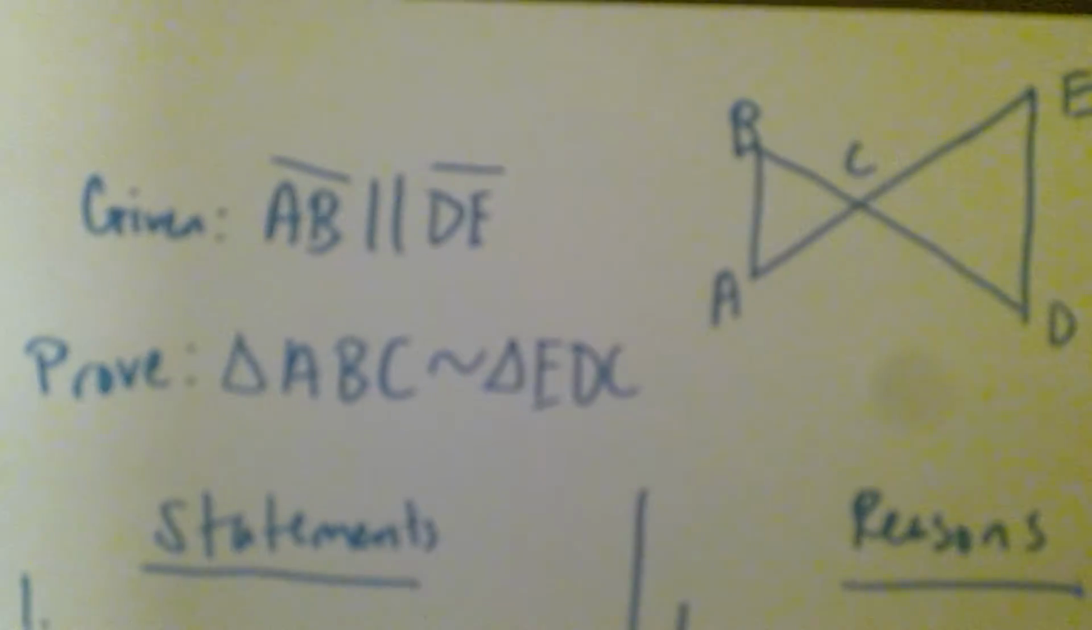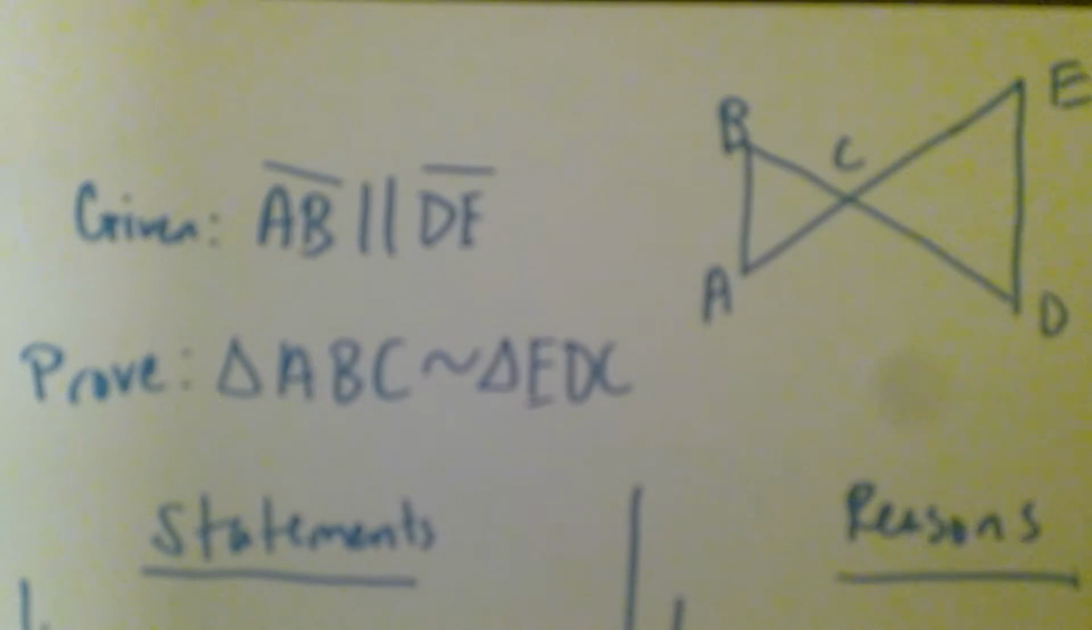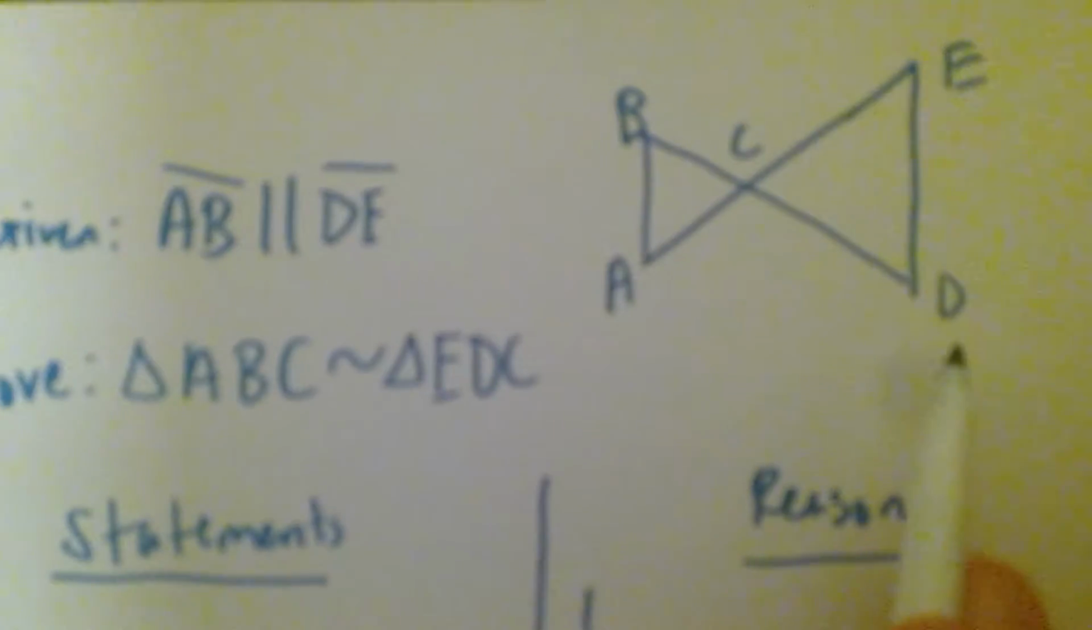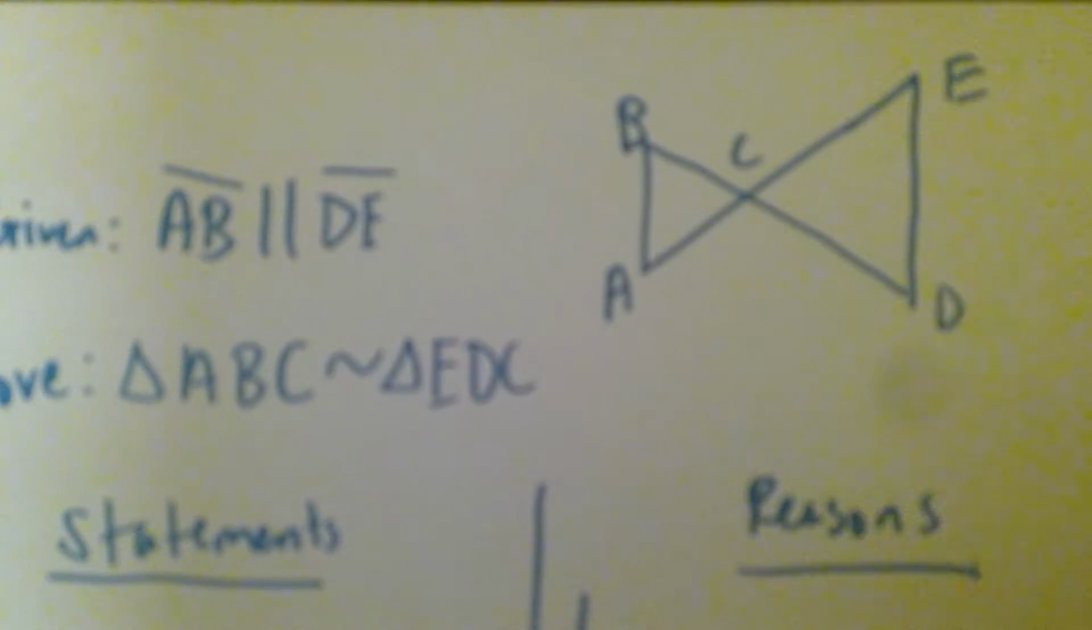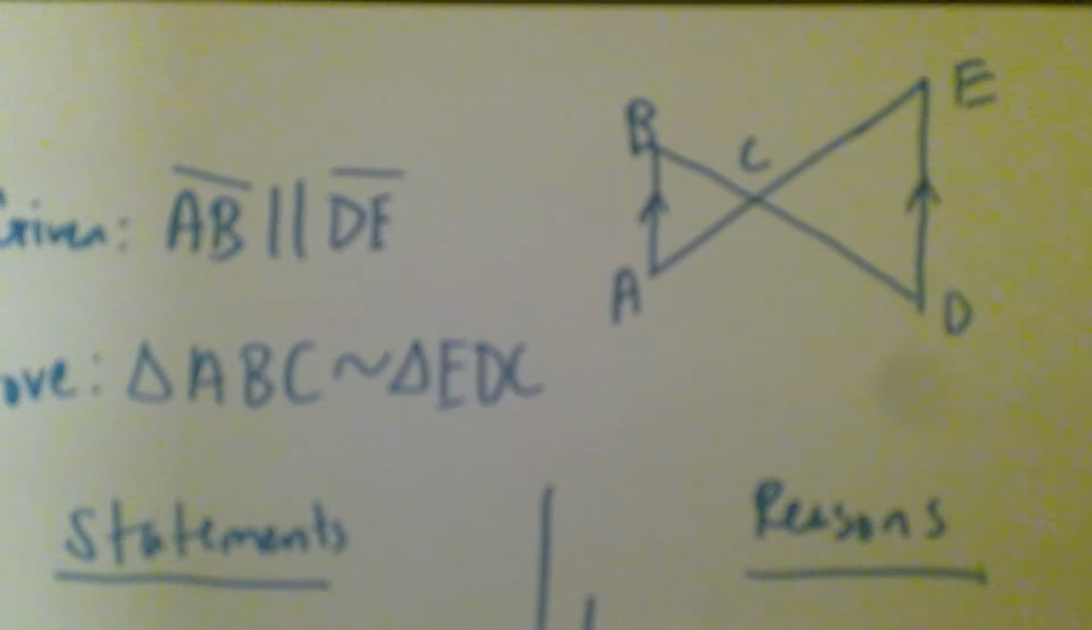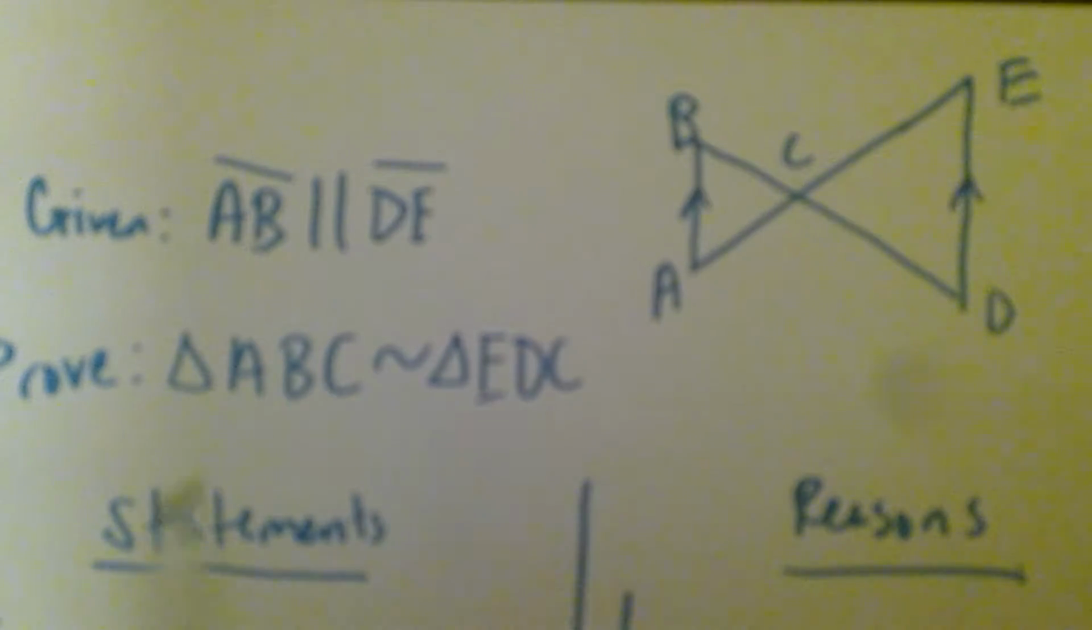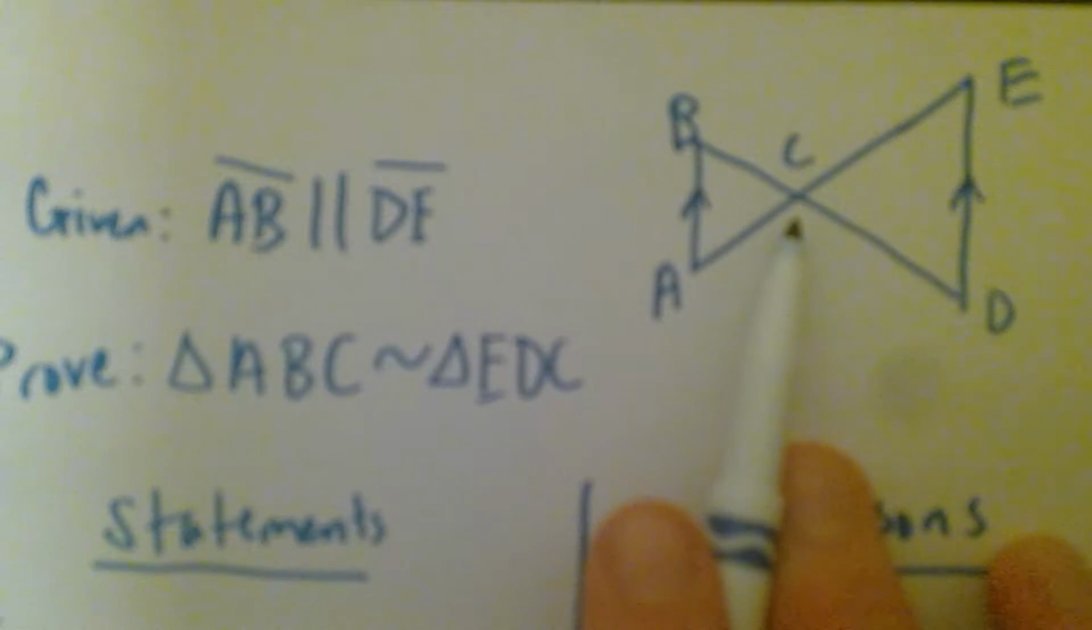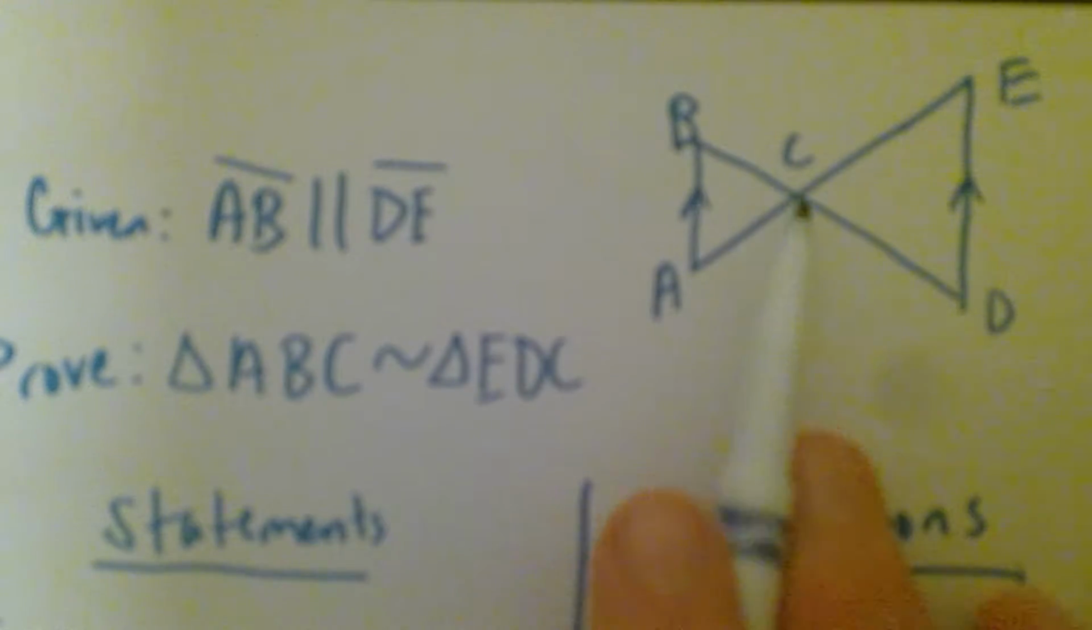Okay, so we are once again given that two sides are parallel. We have AB and DE are parallel. So let's go ahead and label that on our diagram. Sometimes it comes pre-labeled, sometimes it doesn't. Now we need to prove that triangle ABC is similar to triangle EDC.